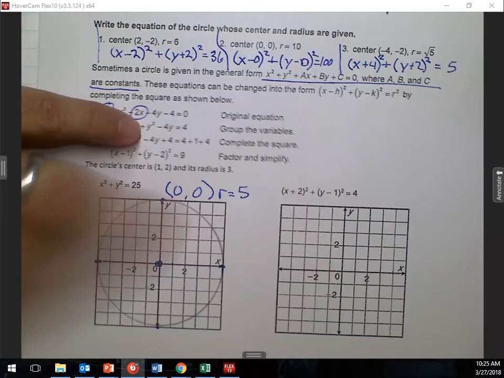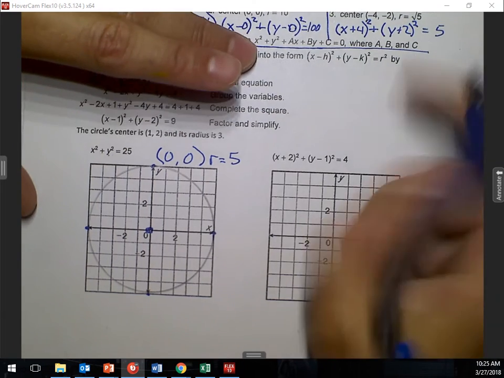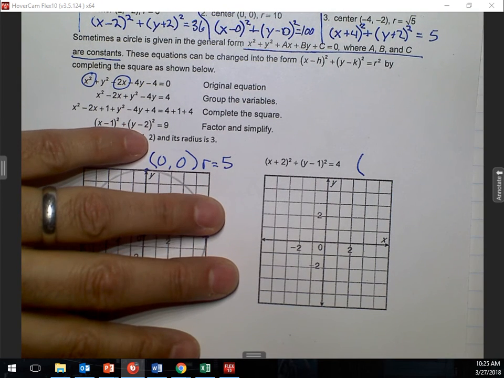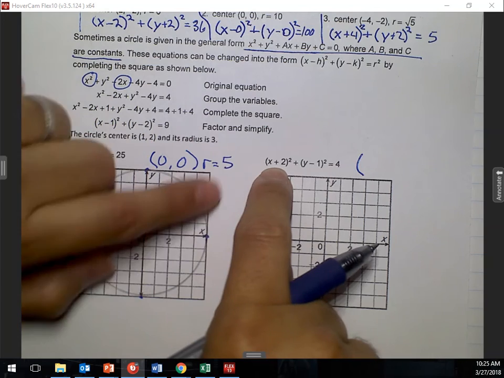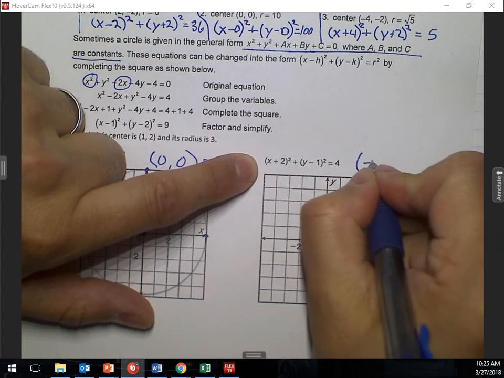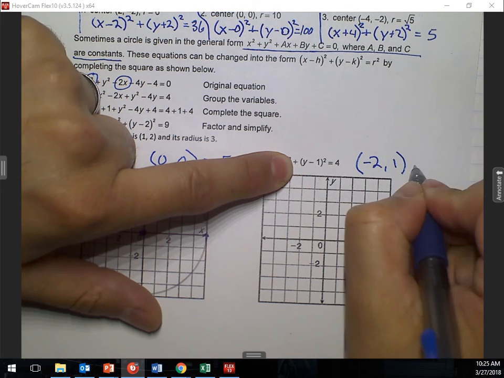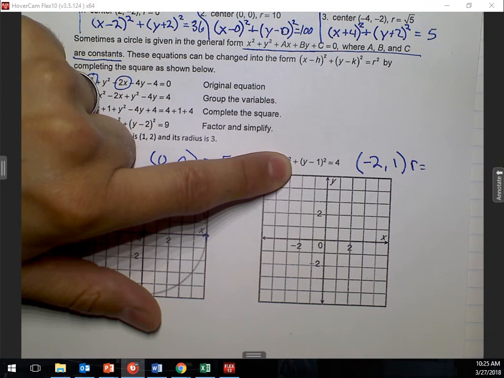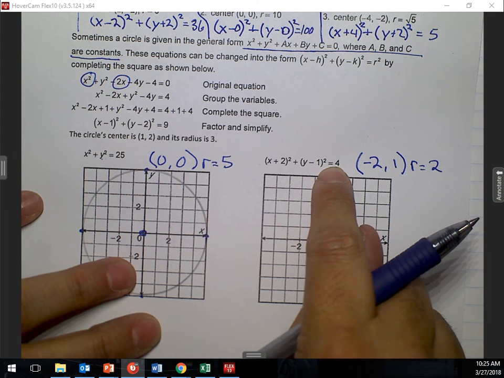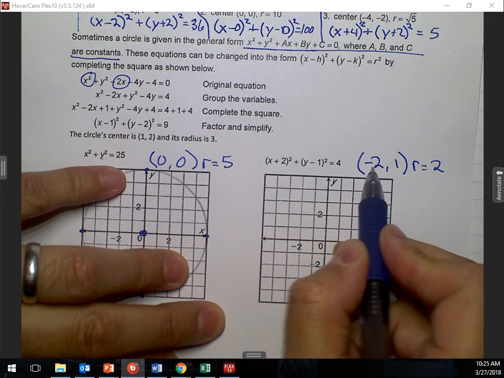All right. Now, let's take a look at the second problem right here. Where's the center of this second problem? Should be -2, right? Isn't this a plus sign? So it's changing. So this is going to be a -2. And what is the y value? +1. And the radius is? It's not 4. Oh, 2, isn't it? Because it's the square root of 4. Yes. And there we go. So it's going to be -2, 1.